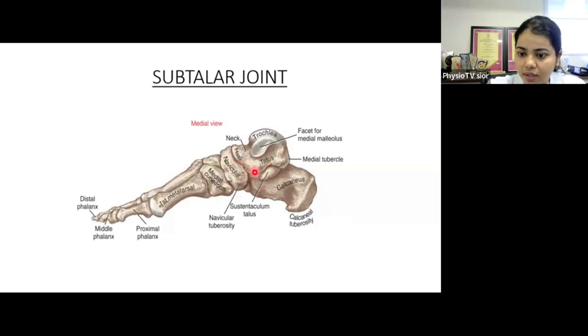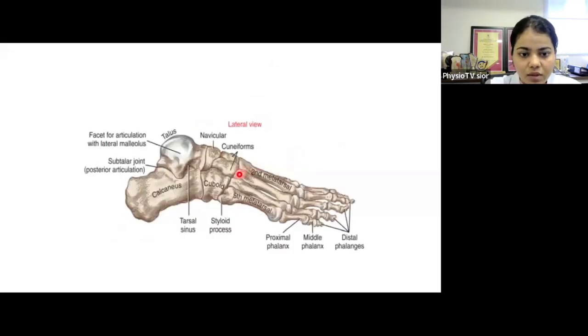Anterior and middle articulations have their own capsule, and also they share the capsule with the talonavicular joint, which is formed here. The posterior facet, one important thing to remember is when the forces are transmitted, the body weight is transmitted on the foot. Approximately 75% of these forces are taken up by your posterior articulation. Okay, so what is important is where my tarsal sinus is and the posterior articulation.